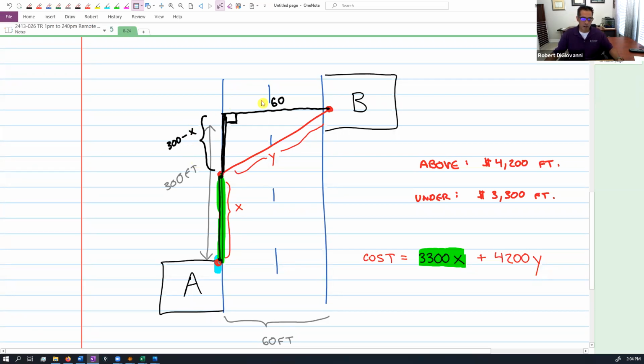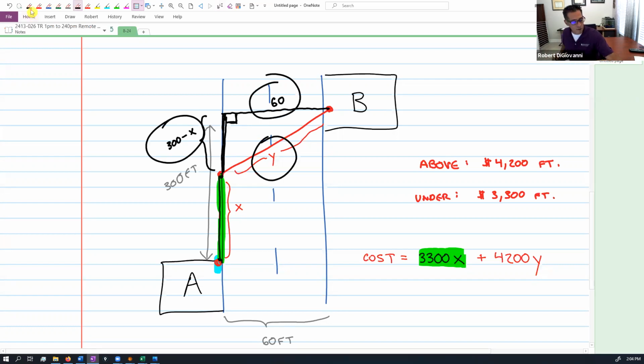Now what I have is a relationship between these sides. I have the Pythagorean identity, don't I? We have that a squared plus b squared is c squared. So I'm going to write that down over here on the side. I know that (300 minus X) squared plus 60 squared equals Y squared. Do y'all agree with that, just off of this right triangle? Now what I'm going to do is take the square root on both sides.